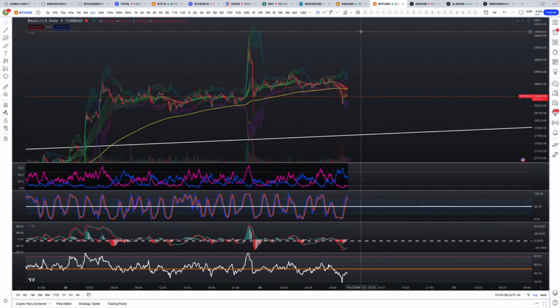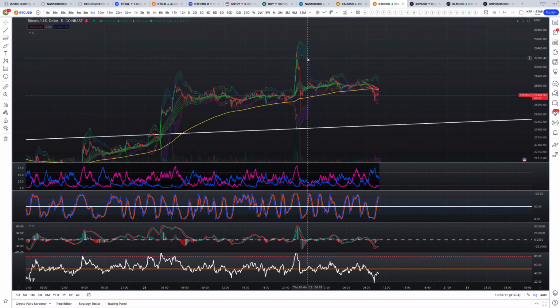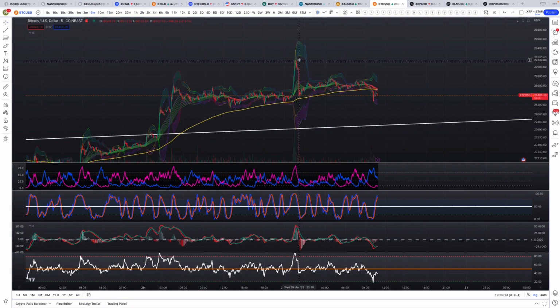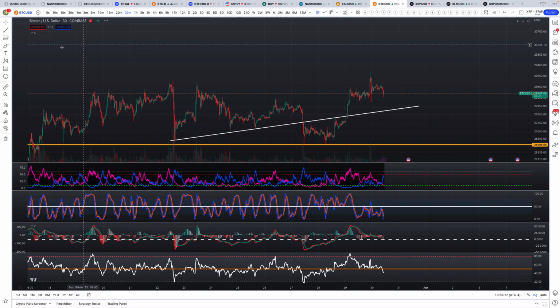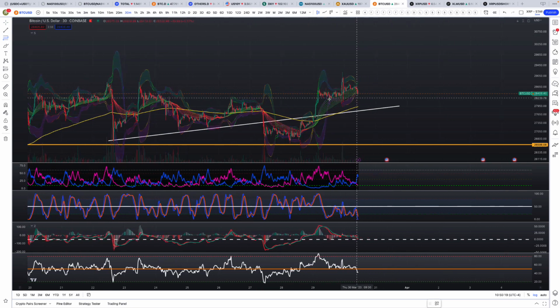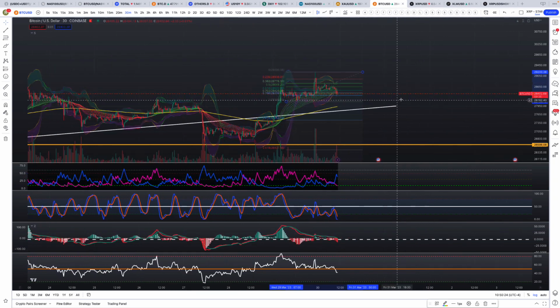Now let's go into Bitcoin. Bitcoin right now is at 28,400. We actually came up to tap 29,150 this morning. So let's go to a 30-minute chart and take a look at it. So right now we have, let's say, this low to this high. We're at the 786 as we speak.